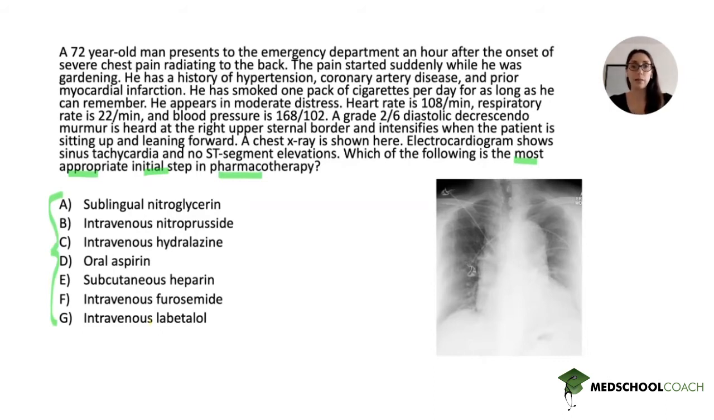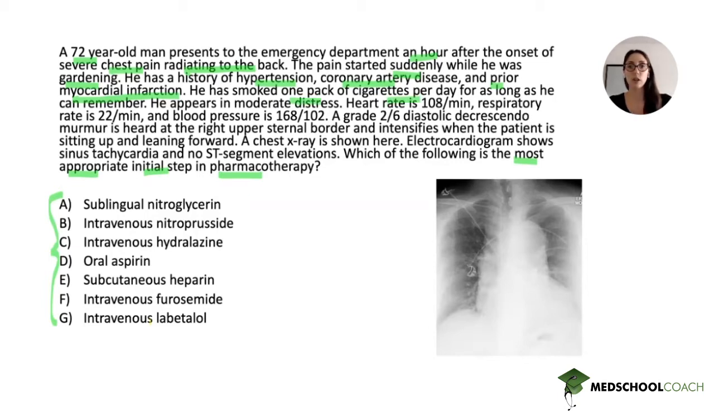So let's highlight the key elements. A 72-year-old man presents to the emergency department an hour after the onset of severe chest pain radiating to the back. The pain started suddenly while he was gardening. He has a history of hypertension, coronary artery disease, and prior myocardial infarction. When you're reading past medical history, it's important to highlight those elements, especially if they seem relevant to the question at hand. He has smoked one pack of cigarettes per day for as long as he can remember.